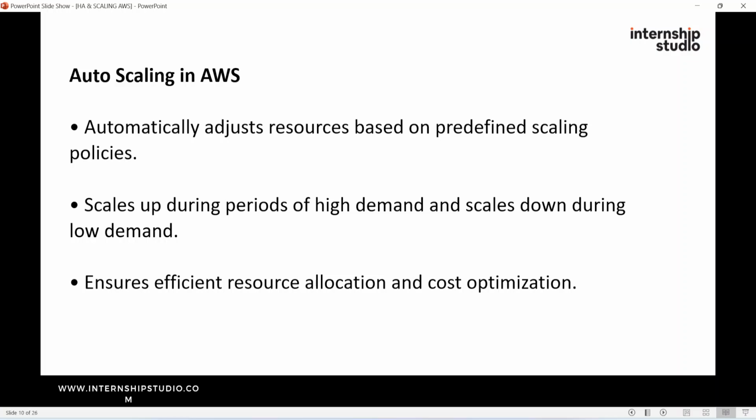So auto scaling also facilitates something called rolling updates. It allows new instances to be gradually replaced while maintaining application availability. It also performs health checks on instances, ensuring that only healthy instances are added to the group and that any unhealthy instances are automatically replaced, guaranteeing the integrity of the overall system.